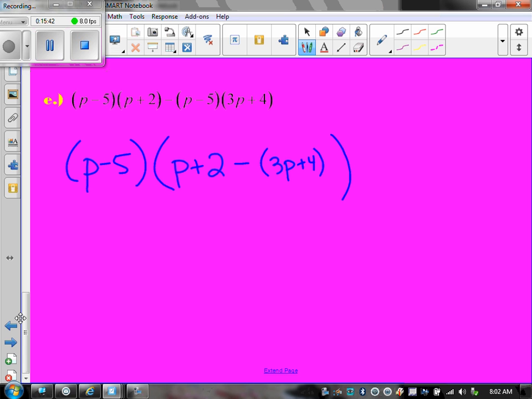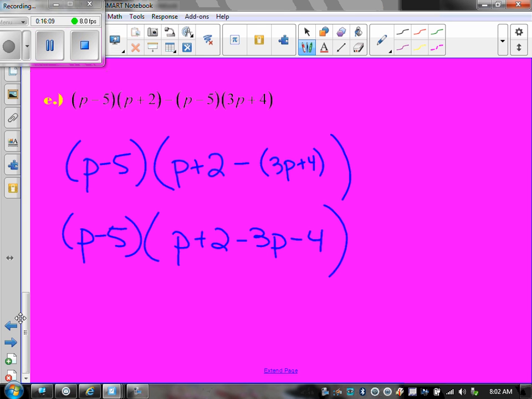Have to distribute the negative. I'm subtracting a 3p, but I'm also subtracting a 4. Where does that make that 4? Negative. You have to make sure that if there's a negative in front, you distribute it to everybody. So if you need to, put it in parentheses so that you don't forget. I should end up having a p minus 5, I should have a p plus 2 minus 3p minus 4.